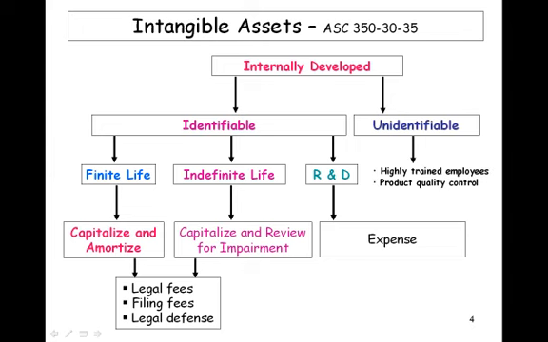Examples of unidentifiable intangibles are costs incurred to train employees and costs to ensure the highest product quality. These costs benefit future periods, but we don't know for how long. Therefore, these costs are also expensed. Let's take a closer look at research and development.